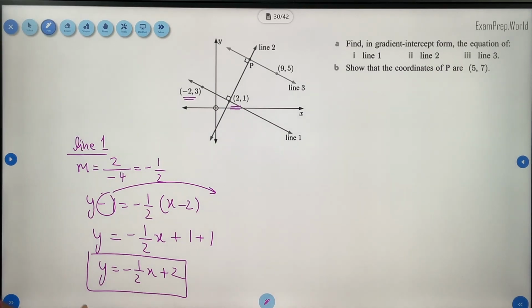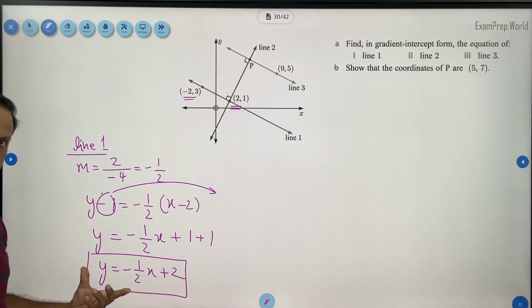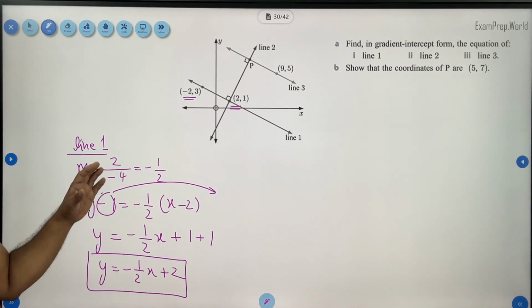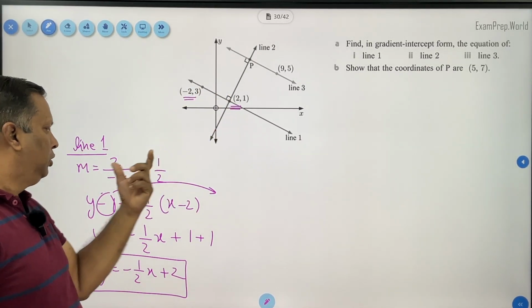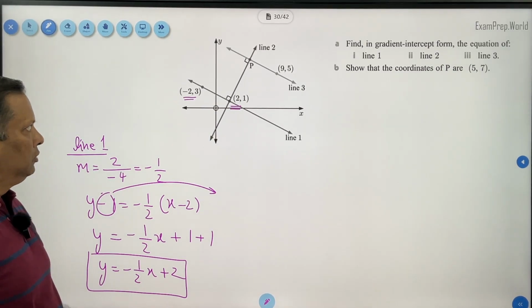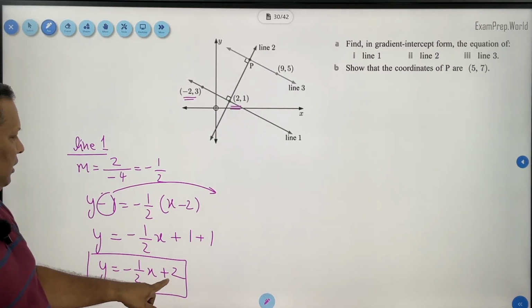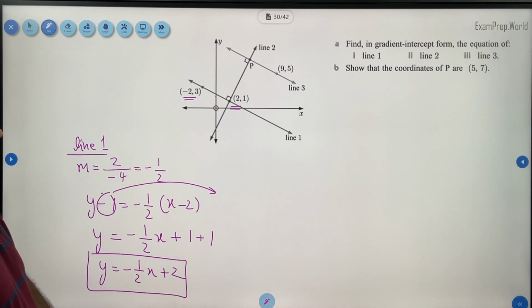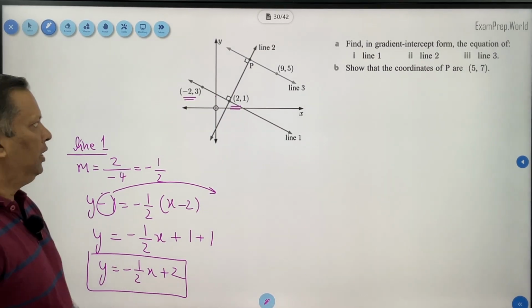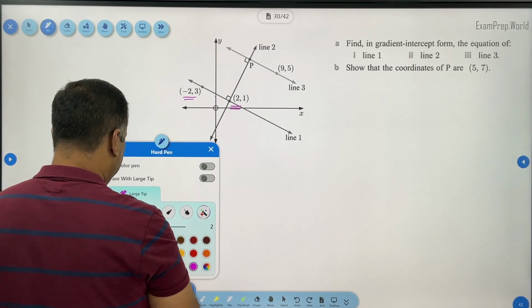Okay. Now let's do line 2. I hope you understood how we did it. We found the slope using these 2 points and we used this point to create the point slope form. See, it is intersecting the y axis at 2, this point. Anyhow, they didn't ask, so let's go ahead and find the equation of line 2. I'll use a different color for line 2.